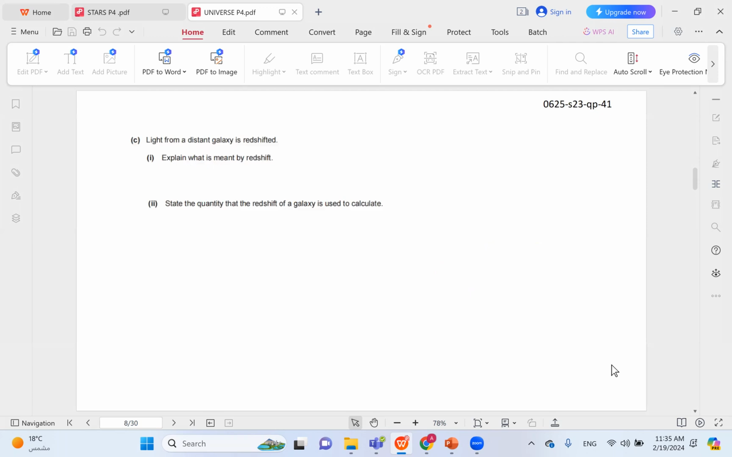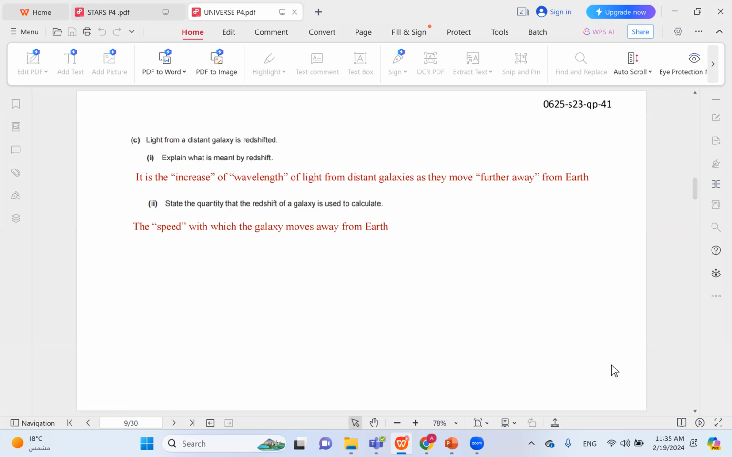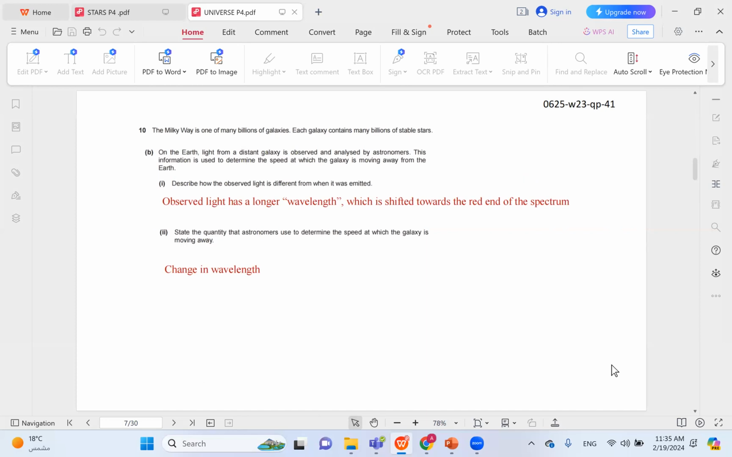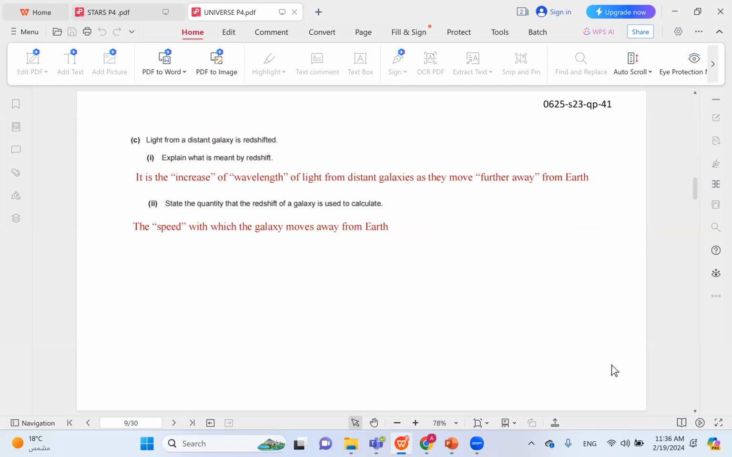Light from a distant galaxy is redshifted. Explain what is meant by redshift. State the quantity that the redshift of a galaxy is used to calculate. So this is the other way of saying the same thing. So let's look at the previous question. We were told in double I, state the quantity that astronomers use to determine the speed. And the answer was the change in wavelength, which is redshift. In this question, we're told state the quantity that redshift is used to calculate. So that's the opposite of it. The answer would be the speed with which the galaxy moves away from Earth.